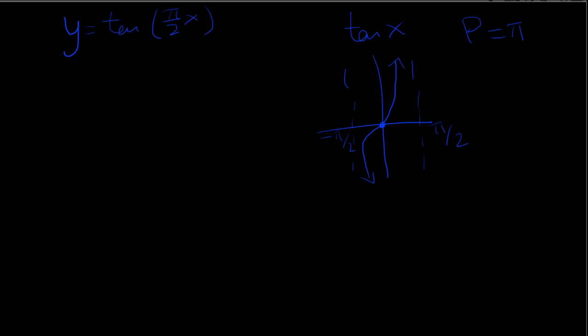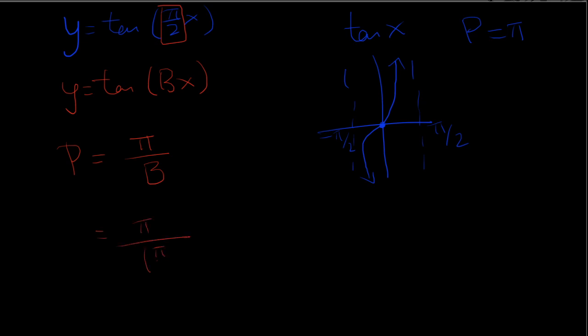So whenever I'm given something in the form of tangent bx, in order to find the period, I take pi and divide it by b. In this case, b is just pi over 2, which is the coefficient of x. So I'm going to take pi and divide it by pi over 2, which is the same thing as multiplying by 2 over pi, and my period is 2.